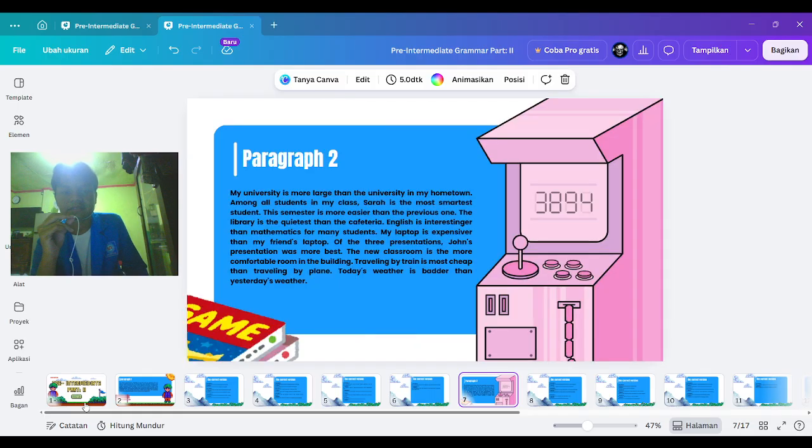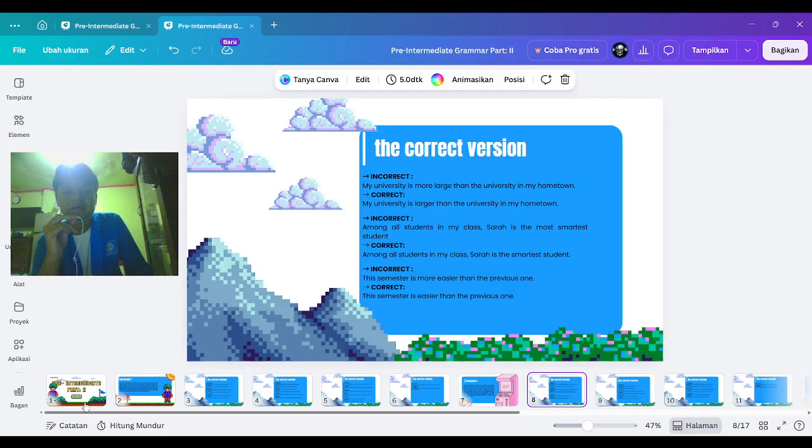Okay, so here's paragraph 2, the same as before. We have to find maybe 10 grammatical errors. So let's proceed. Okay, so the first one is my university is more large than university in my hometown. No, my university is larger than the university in my hometown.